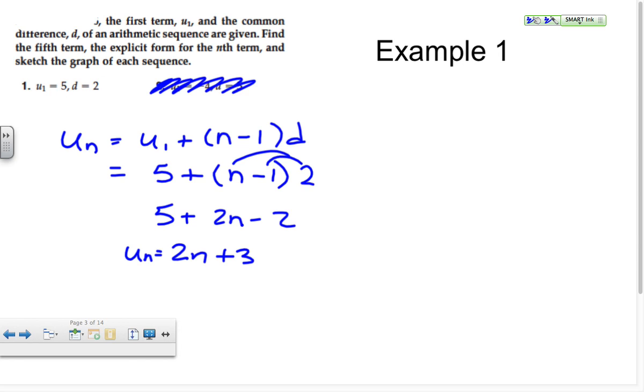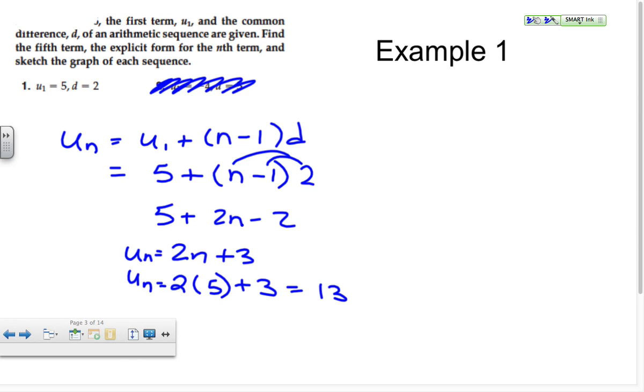So here's our formula, u_n = 2n - 3. Now if we want to find the fifth term, we're going to plug it in to the n value. So I have 2 times 5, the fifth term, minus 3, and it's going to equal 7. Explicit form is beautiful because we can find any term we want. We can find the 150th term if we wanted to.